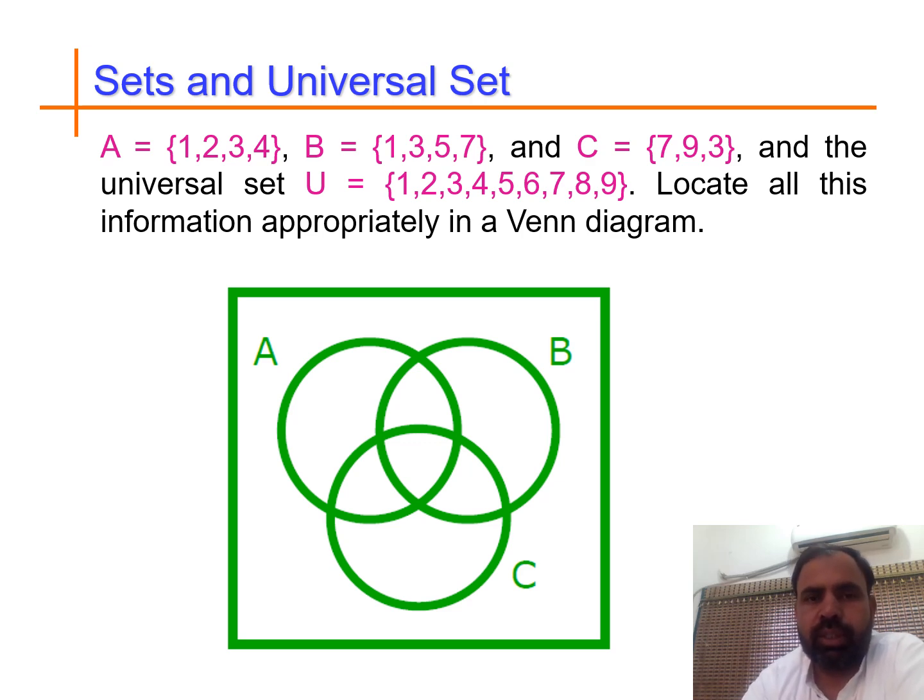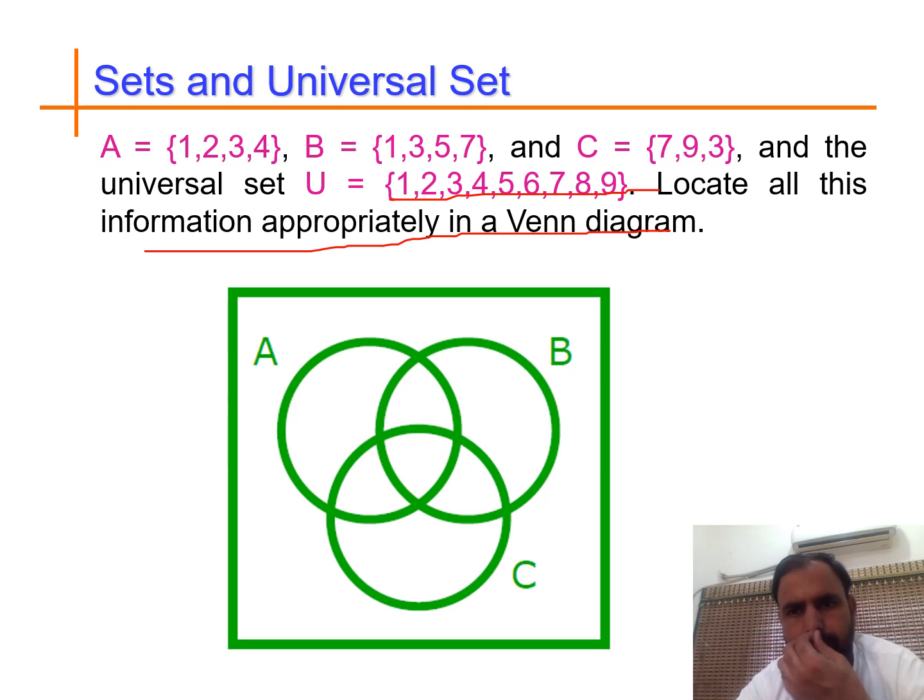Sets and universal set. If A is equal to {1, 2, 3, 4}, B is equal to {1, 3, 5, 7}, and C is equal to {7, 9, 3}, these are three sets, and the universal set is 1 to 9. Locate all this information appropriately in a Venn diagram.